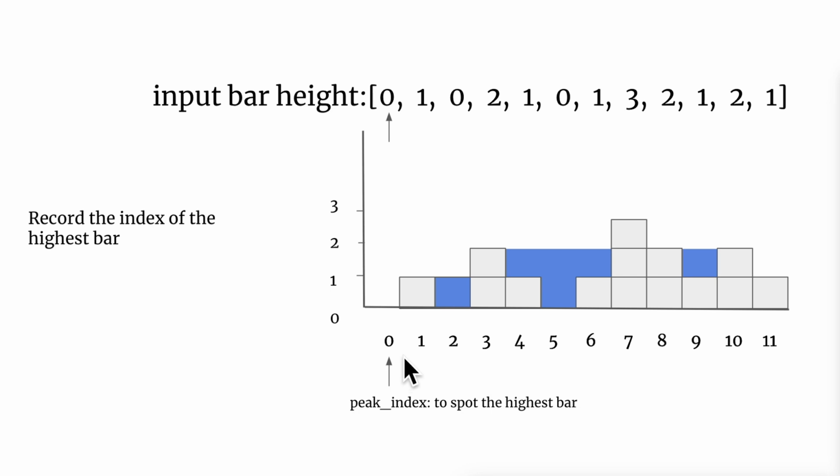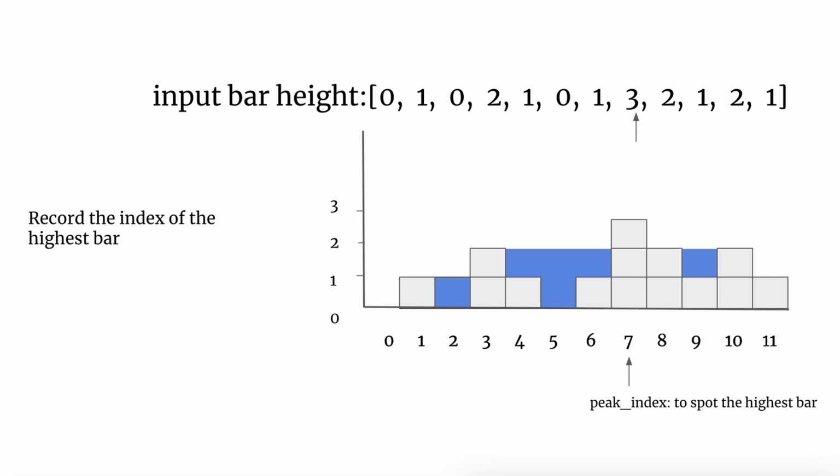Notice that now, when the index is 0, the height is 0. When index is 1, input height is 1. When index is 2, input height is 0. When index is 3, input height is 2. And so on. So we are able to find and record the index of this highest barrier.